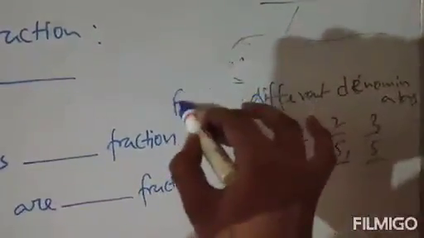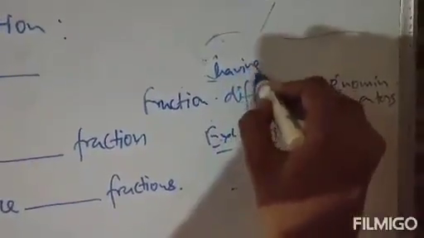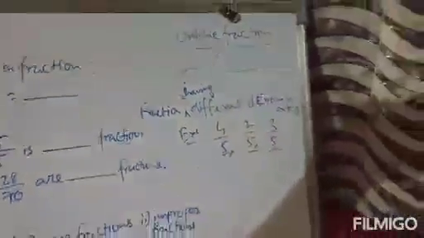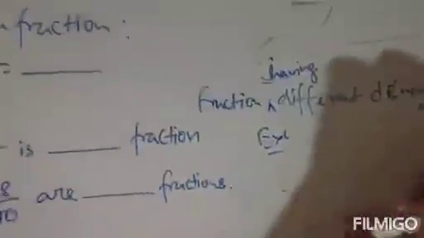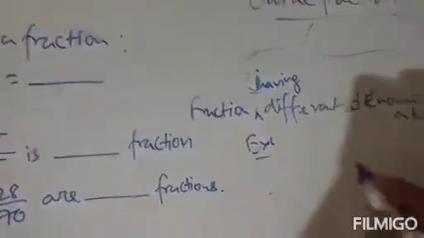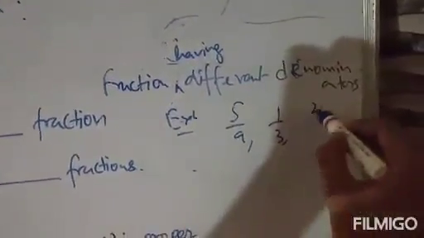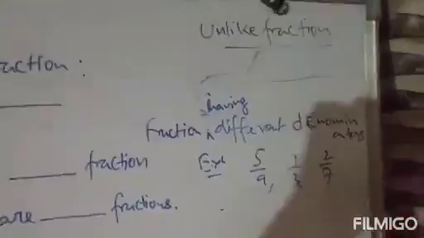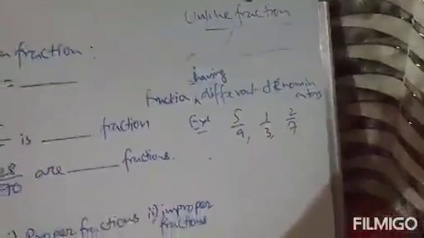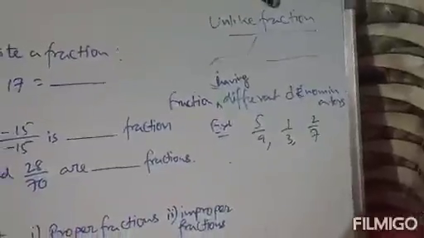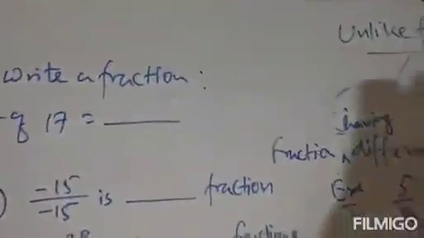So just write: a fraction having different denominators. That is your unlike fraction. Examples: suppose one is 5 by 9, one is 1 by 3, and let it be 2 by 7. These are your unlike fractions, because in all these cases the denominators are different. So it is an unlike fraction. So these are the types of fractions.